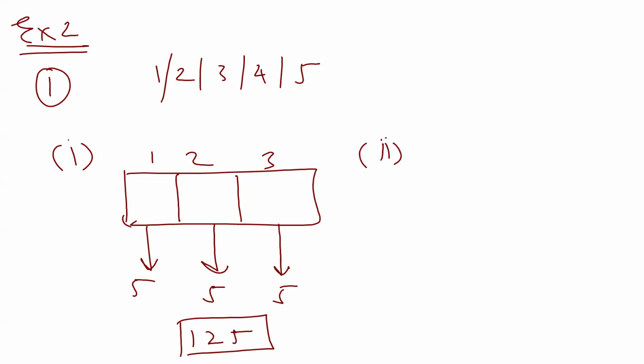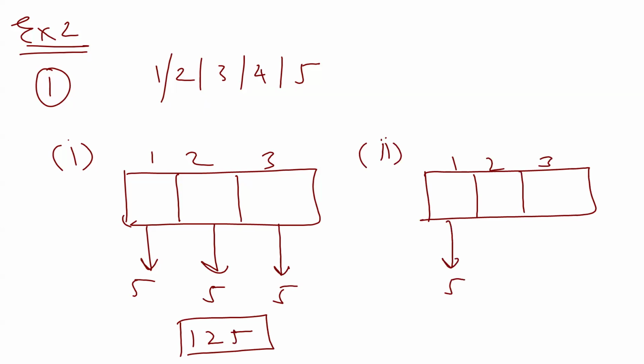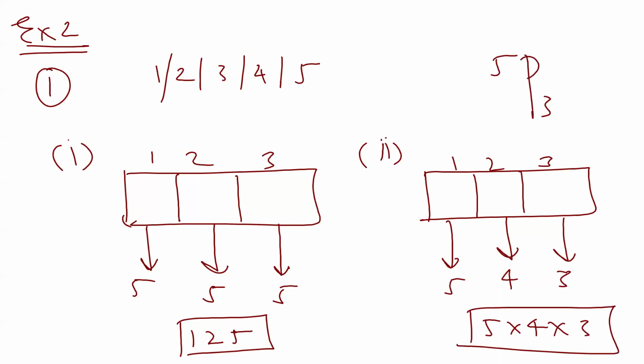Second part, repetition is not allowed. So this is 5 because there are 5 objects. One object cannot be utilized in the second place because it is utilized in the first place. So there are 4 objects left and this is 3. So this is 5 into 4 into 3. Or else you can also do 5P3, 5 objects in 3 places. In the second part, we'll get the same answer.